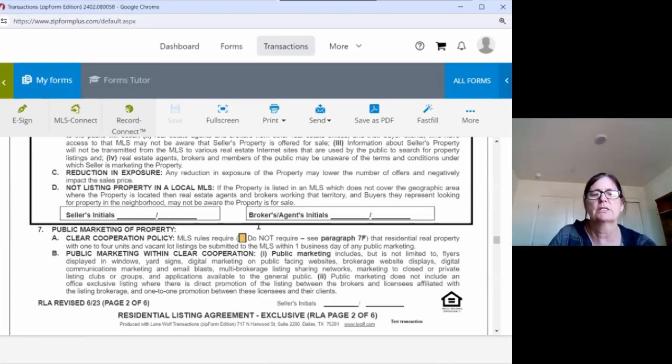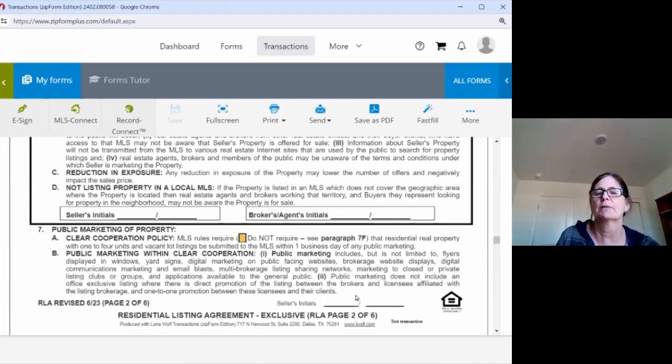And so this says MLS rules either require or do not require that residential real property with 1 to 4 units and vacant listings be submitted to the MLS within 1 business day of any public marketing. My MLS does require that. I don't know if all of ours do. I would assume they all do, but you know what happens when you assume. And then it talks about what public marketing includes and what it doesn't include.